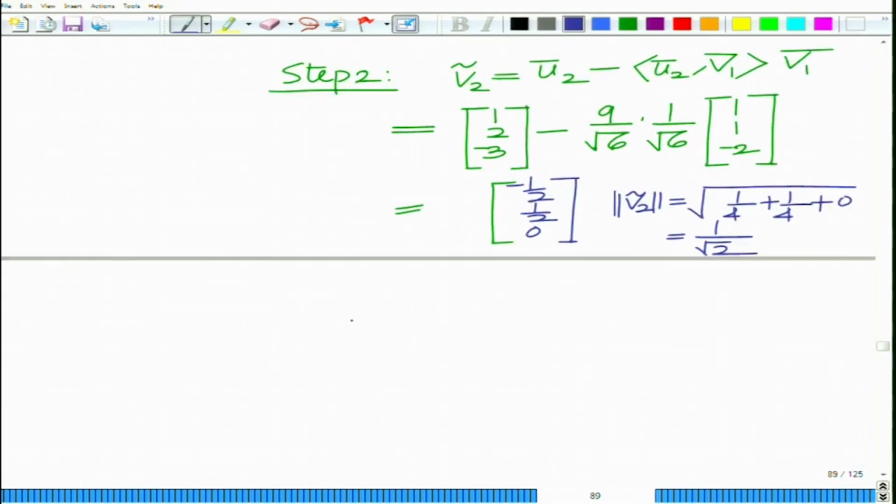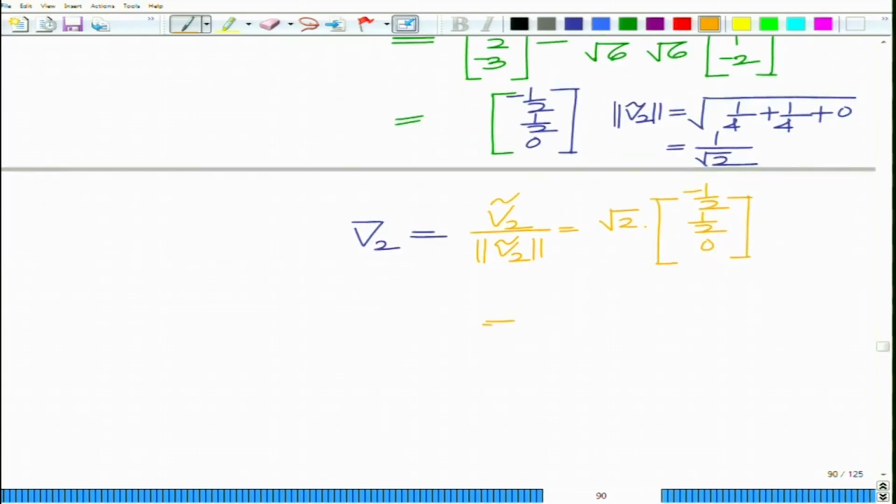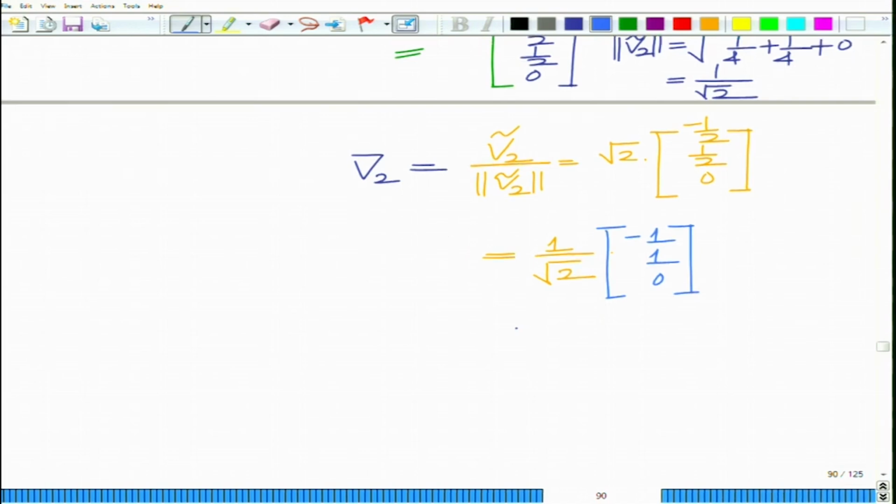So, V2 bar equals V2 tilde divided by norm of V2 tilde. This is basically 1 over square root of 2, so square root of 2 times minus half, half, 0. Taking the factor of half outside, this becomes 1 over square root of 2 times the vector minus 1 1 0, and you can clearly see this is a unit norm vector, and you can also see this will be orthogonal to V1 bar.